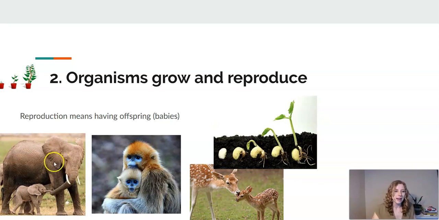So you can see that this elephant can reproduce. There's a baby elephant, and that baby elephant one day is going to grow into a big elephant. Same with our monkeys and our deer, and even plants. Plants start out as seeds. Throughout their life, they grow, and then this plant itself will produce more seeds that can then grow themselves.